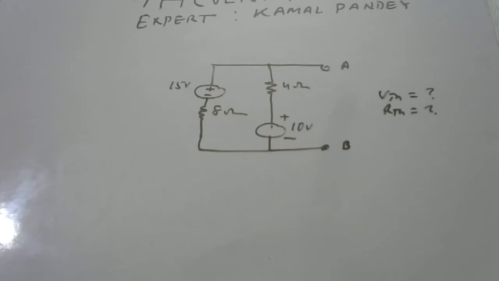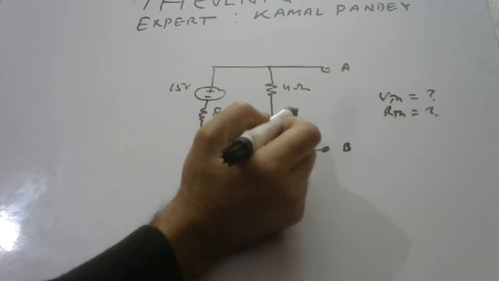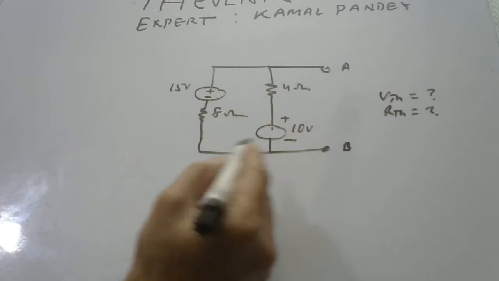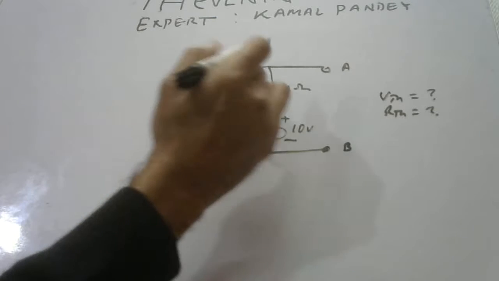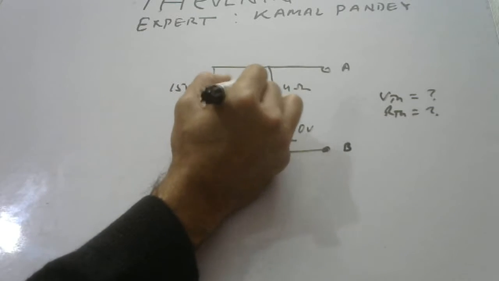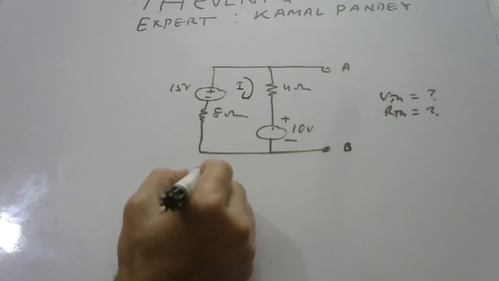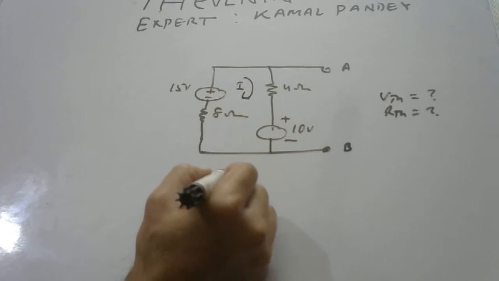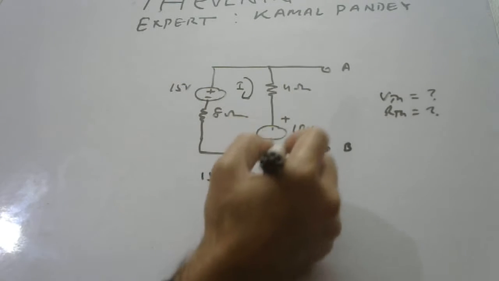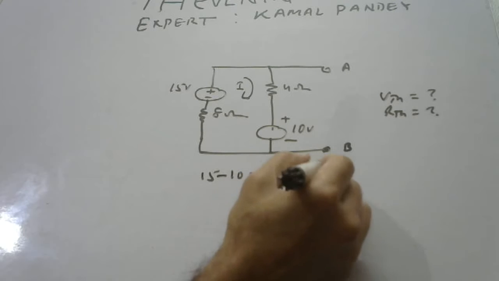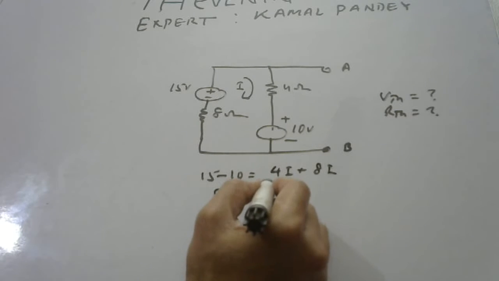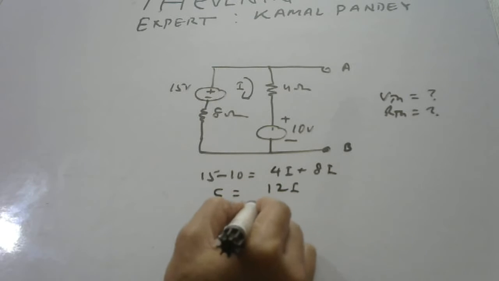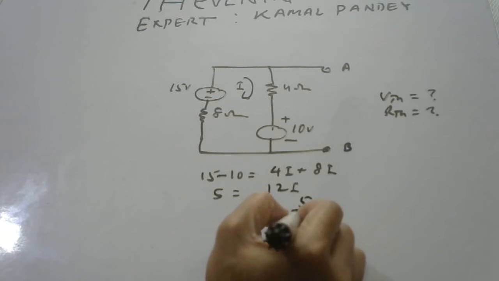First of all, we calculate the current using Kirchhoff law. Current can be calculated negative to positive. This is the direction of current. Negative to positive: positive 15, negative 10 is equal to 4I plus 8I. So 5 equal to 12I, value of I equal to 5 by 12 ampere.